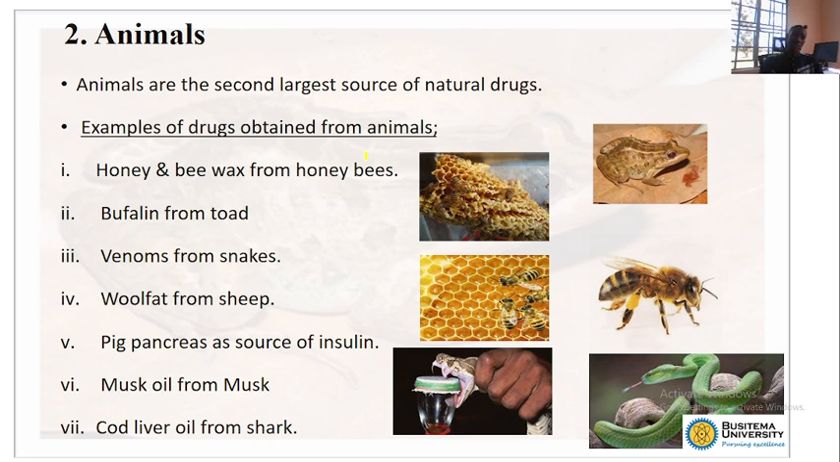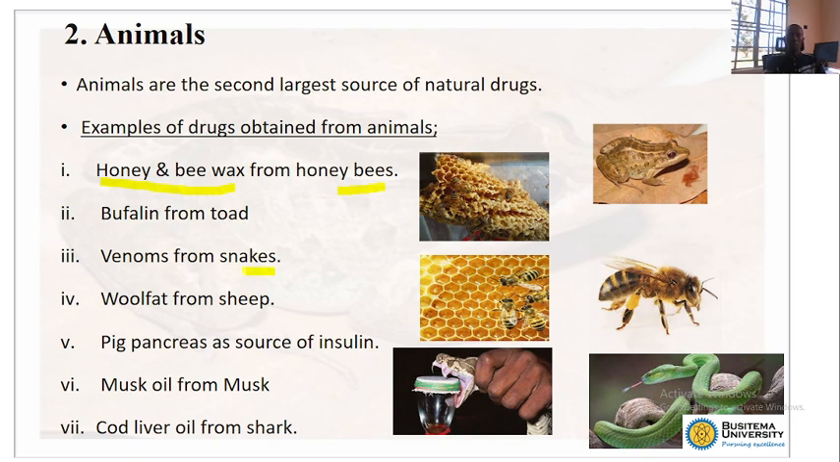Animals have also provided us with various drugs. So the second source of natural drugs is animals. For example, in our common communities, we have seen honey being used as an antibacterial drug, and this is obtained mainly from bees. These honeybees provide us with honey and wax that we use as natural drugs for various disease conditions. For example, I'll give an example of antibacterial.